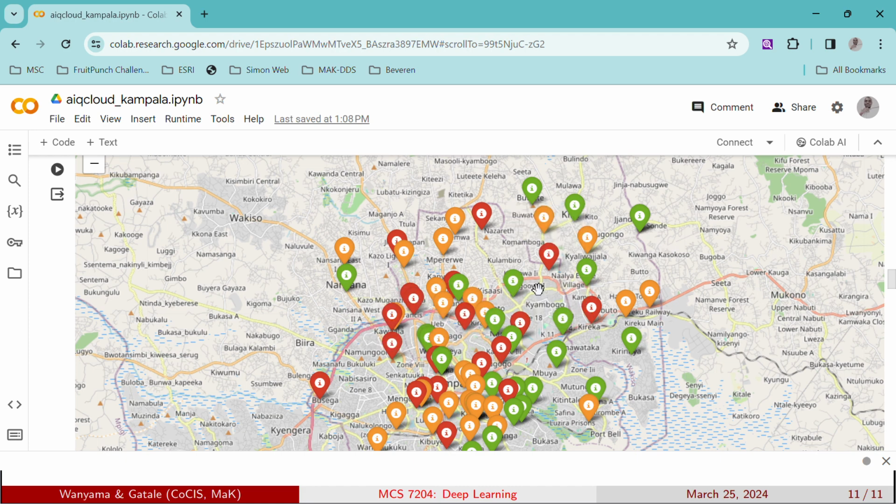These are markers on this map, and if I hover at one of them, you can see that Bugolobi Nakawa, this green one, was actually safe generally for the 2 years. And this place, which is Luzira, was averagely safe, but a place like this one, Rubaga, was actually not safe based on the PM2.5 reading that we got from the device.